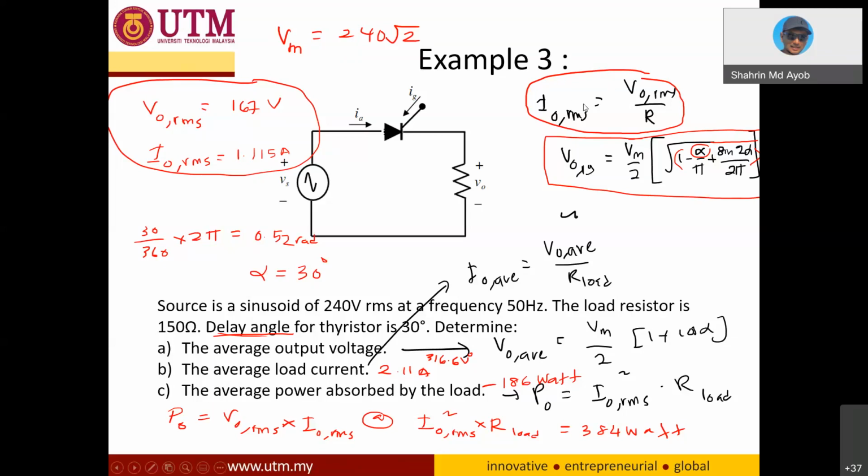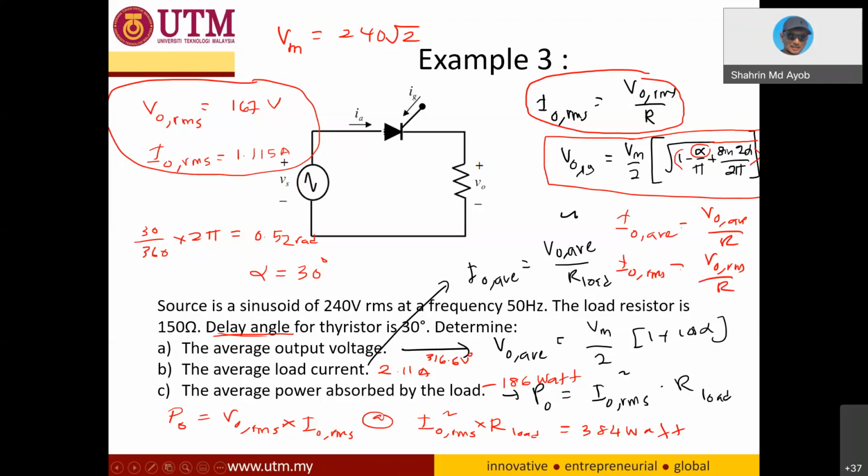The I RMS equation is very simple. The current and the voltage relationship is very simple and straightforward, because your load is a resistor load. So to get the I out average, you just use V out average over R, and to get the I out RMS, just use V out RMS over R. Straightforward, because the load here is a linear load.